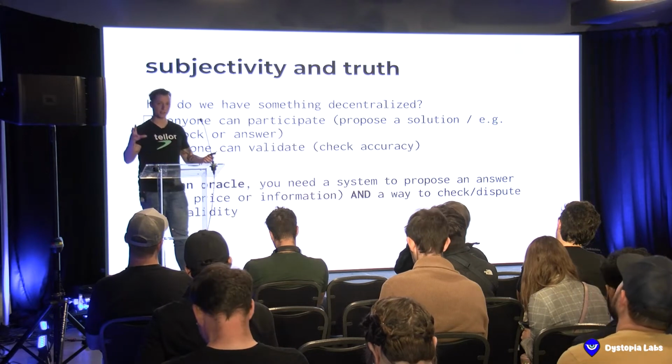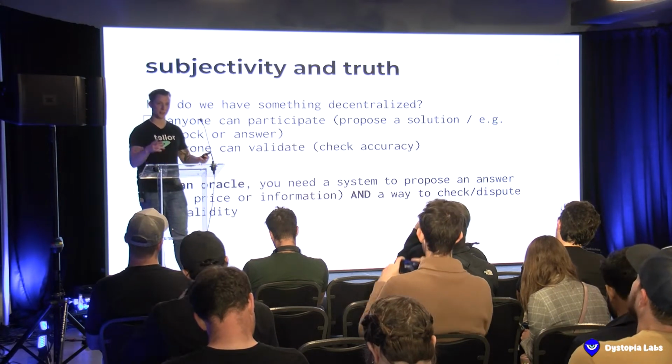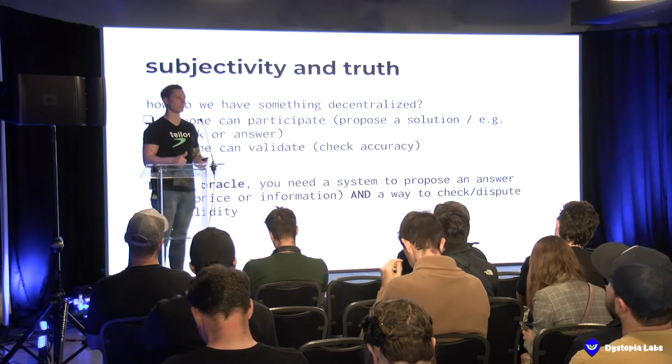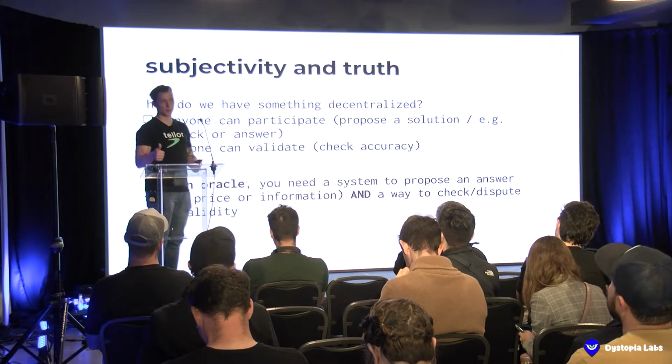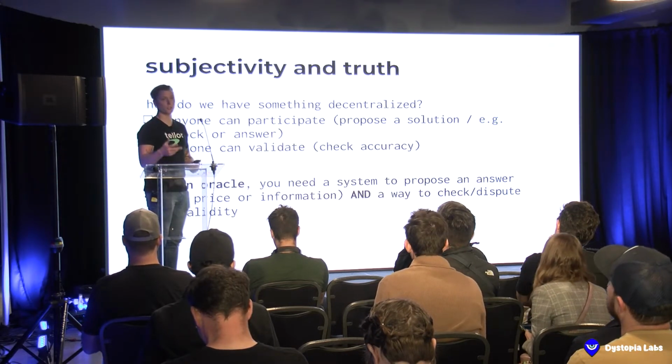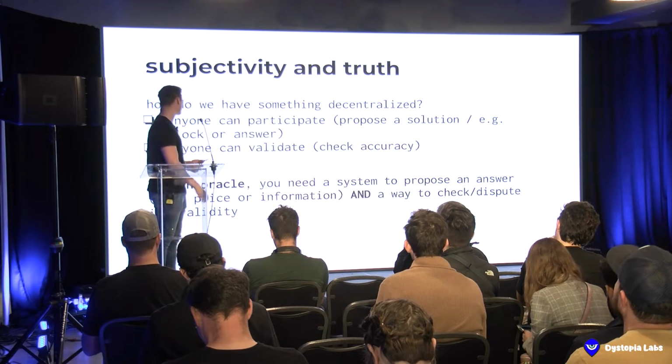If you have a whitelist group of nodes that are your only validators on your chain, you guys would all just be like, well, that's cool, but it's been done and it's not decentralized. So anybody has to be able to participate, and the other thing is anyone has to be able to validate it. So those are two key components of being decentralized.